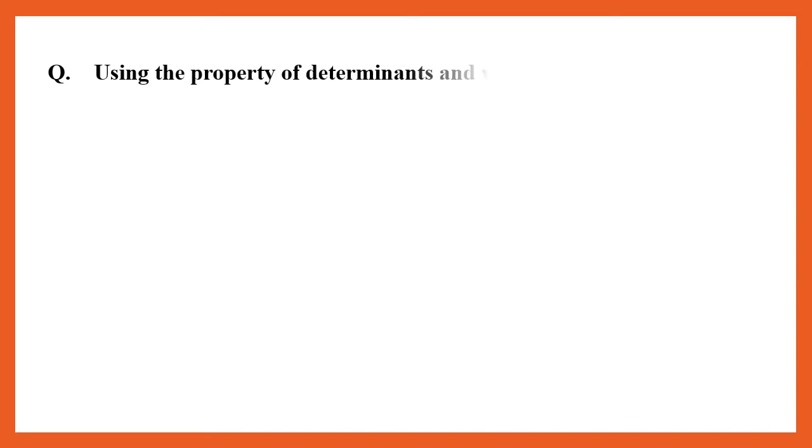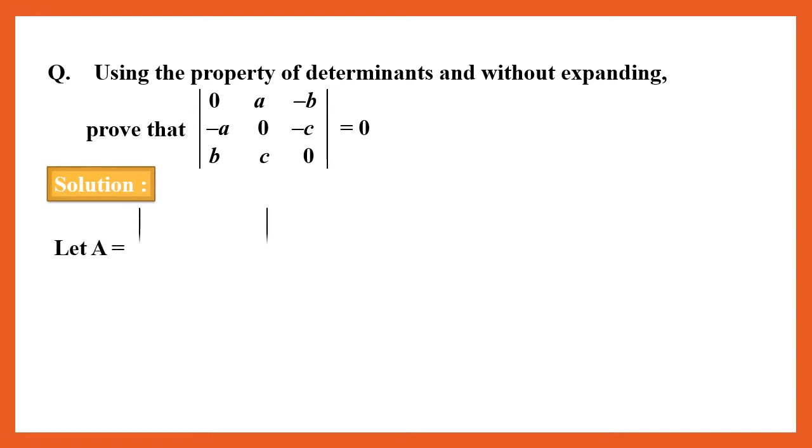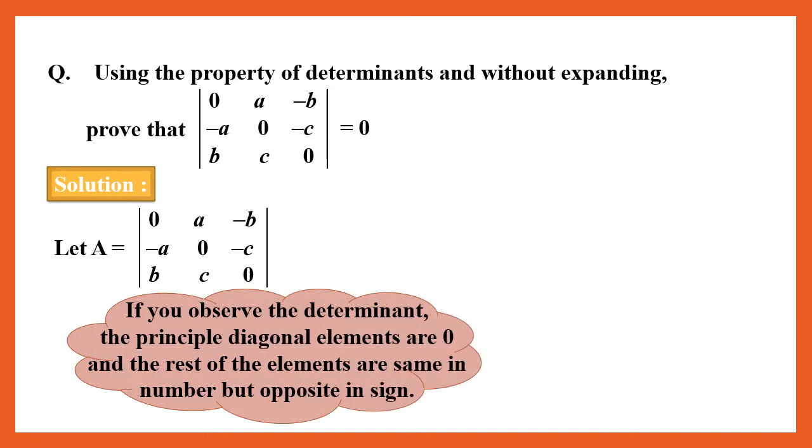Next question. Using the property of determinants and without expanding, prove that the determinant 0, A, minus B; minus A, 0, minus C; B, C, 0 is equal to 0. Solution: consider the determinant 0, A, minus B; minus A, 0, minus C; B, C, and 0.